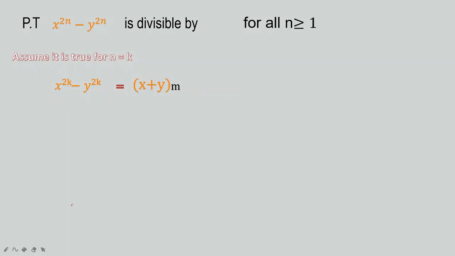Okay. Now, so therefore, that is my statement. Now the next step is when n is equal to k plus 1, what happens? So this is my expression. Substitute n is equal to k plus 1. You get 2 into k plus 1 minus y into 2 into k plus 1.